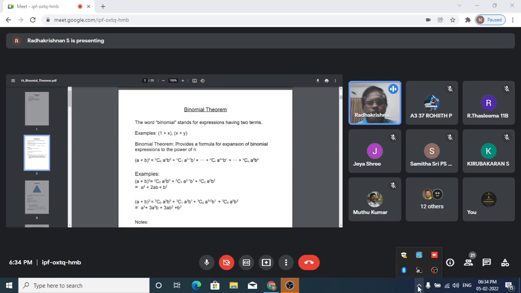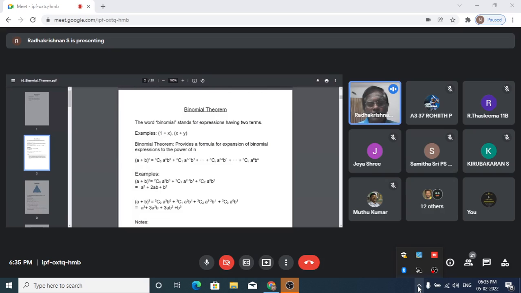அதே மாதிரி a plus b whole cube. So that is 3C0 into a cube into b to the power of 0 plus 3C1 into a square b to the power of 1 plus 3C2 into a to the power of 3 minus 2 into b to the power of 2 plus 3C3 into a power 0 b power 3. So that comes to a cube plus 3a square b plus 3ab square plus b cube. So இதுவும் நமக்கு தெரிஞ்ச ரிசல்ட் தான், because you would have studied these identities, a plus b whole square, a plus b whole cube இதெல்லாம்.